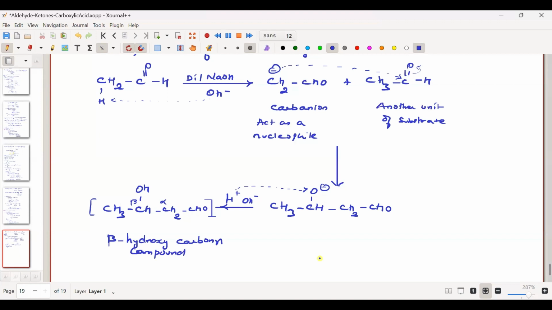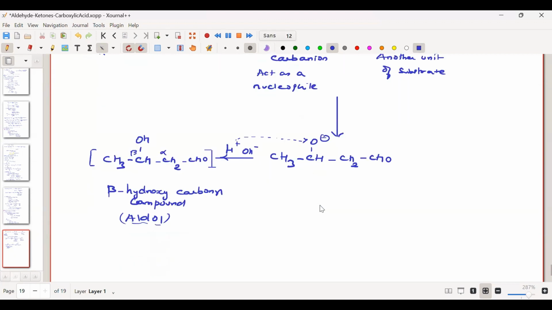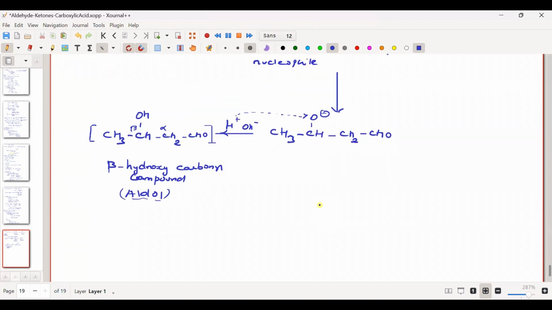There is another name for this. This is known as aldol, coming from aldehyde and alcohol. Is it clear? Yes. This is your aldol. Now what happens? This needs to condense. Aldol condensation is our reaction name. Condensation, what needs to go? Water needs to go from here.